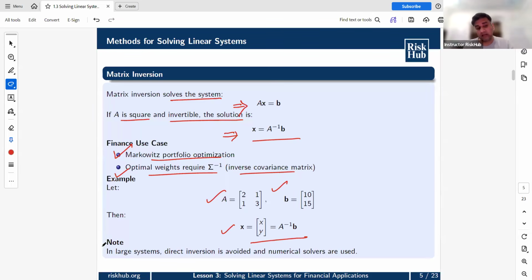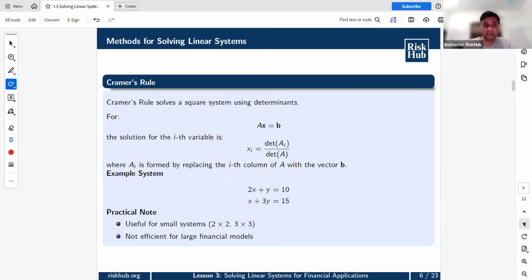Okay. In large systems, direct inversion is avoided and numerical solvers are used, right? Once we have done this, we move to the next part. Next part is about Cramer's rule, right? When you look at Cramer's rule, Cramer's rule solves a square system using your determinants. Please understand what a determinant is.